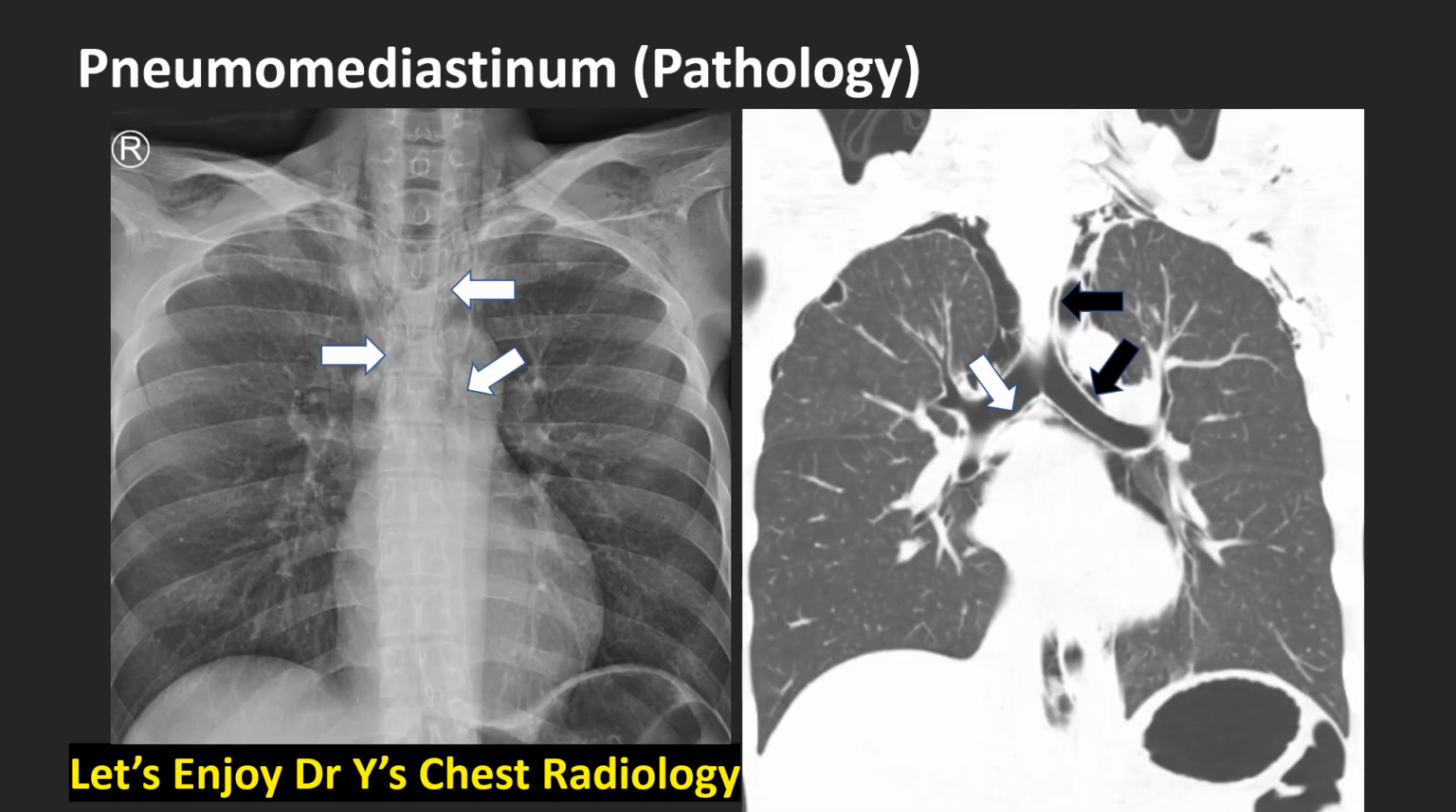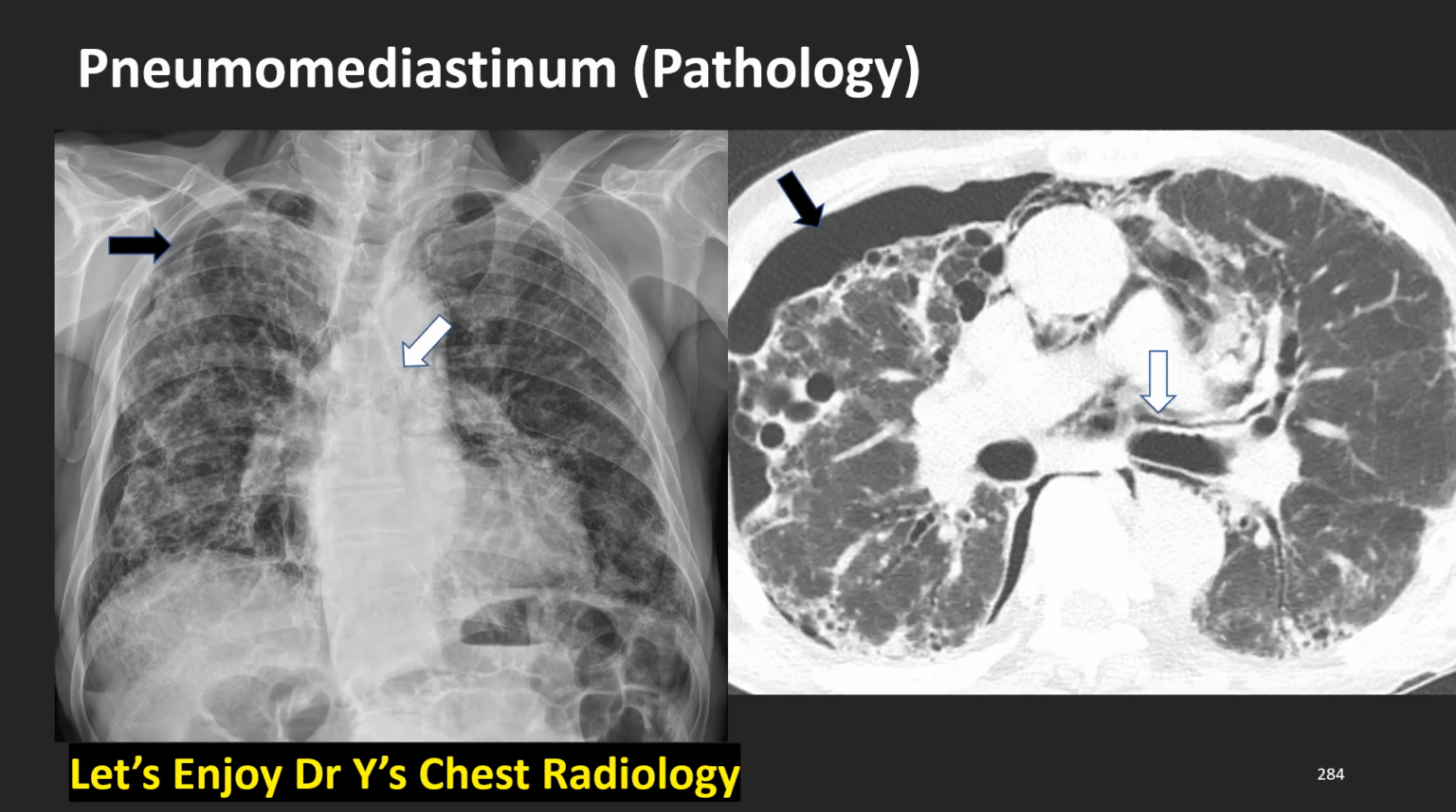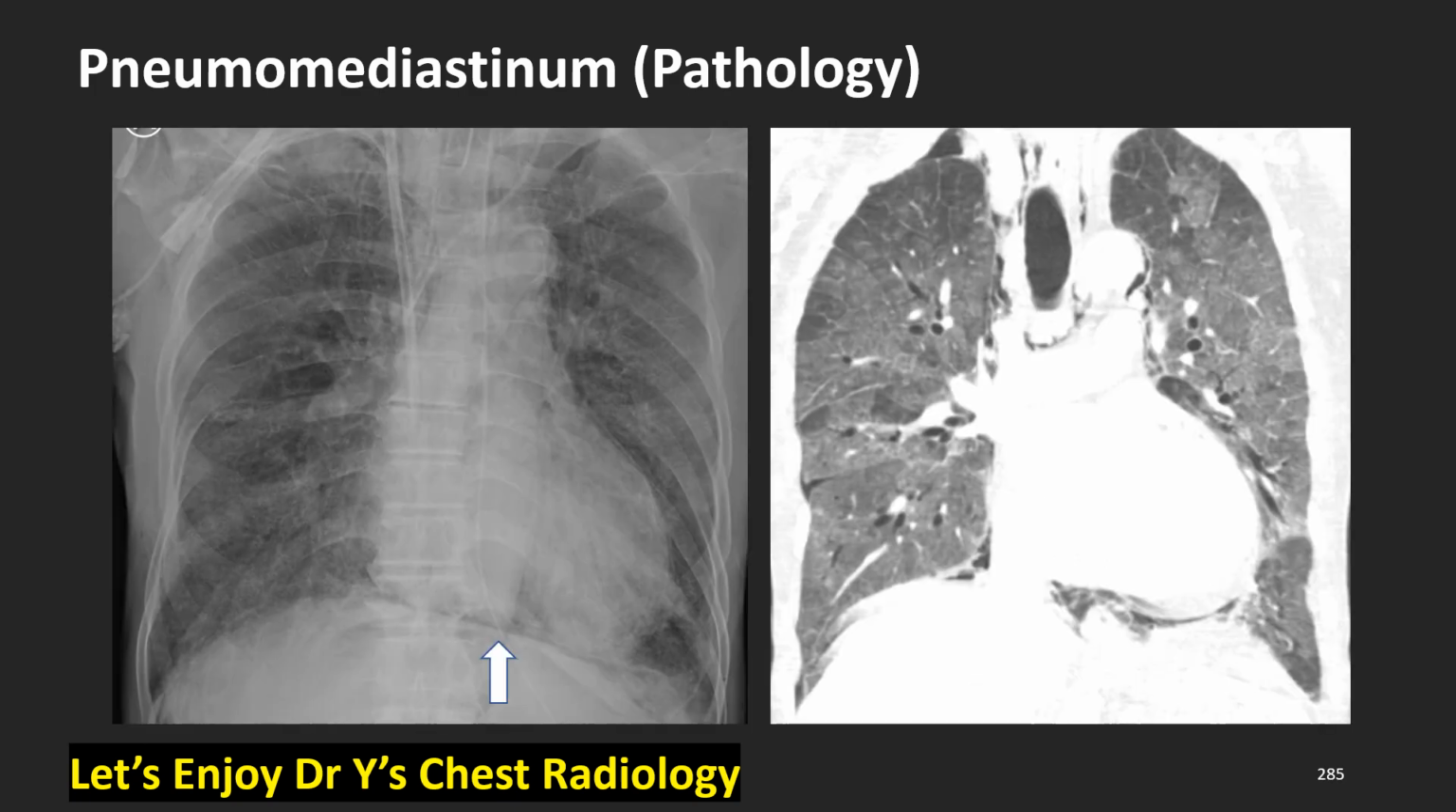Pneumomediastinum pathology. Arrows indicate air outside and outlining the tracheobronchial wall, indicating pneumomediastinum. Pneumomediastinum pathology. White arrows indicate pneumomediastinum, and black arrows indicate right pneumothorax in an interstitial lung disease patient. Pneumomediastinum pathology. Arrow indicates continuous diaphragm sign of pneumomediastinum.